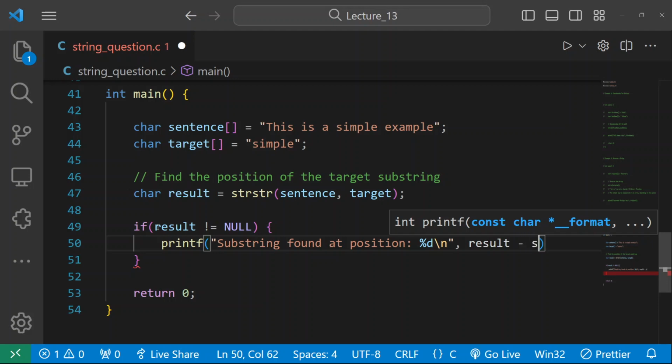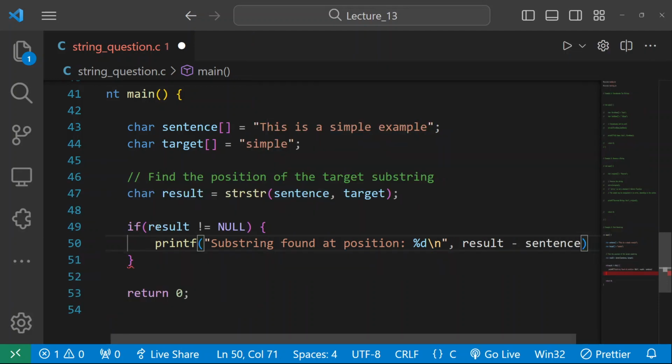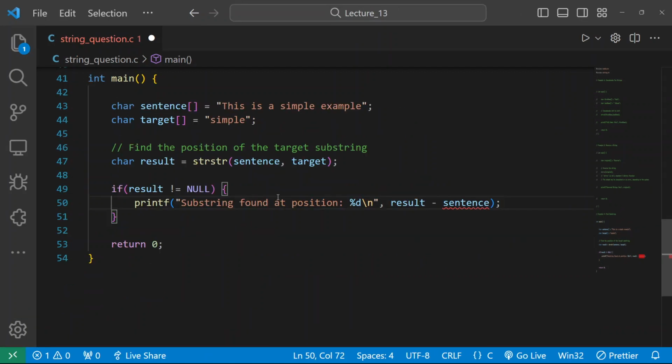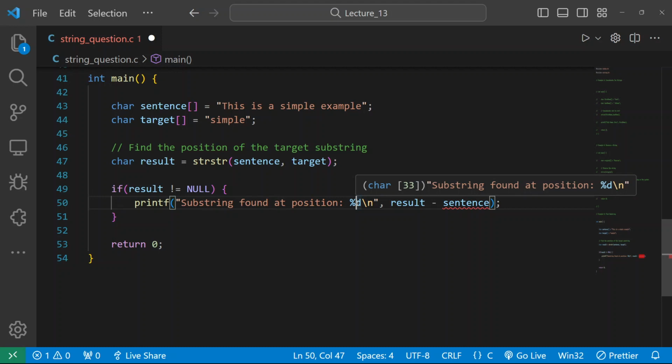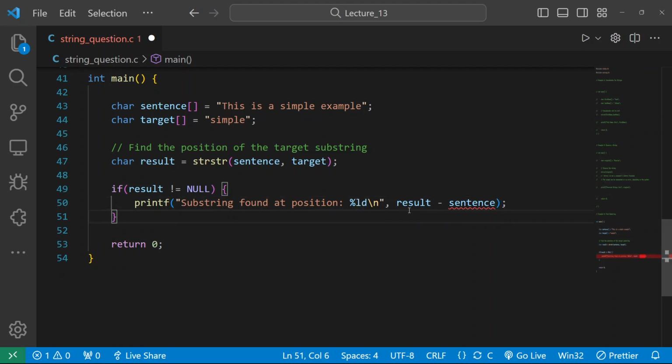Why am I writing result minus sentence? This is the main thing here. Remember this thing. Expression must have arithmetic type. Okay, so this error occurs. Can anyone let me know what is the reason for this error? You can say I got a red line. If you don't know, please say no. No worries. Anyone?